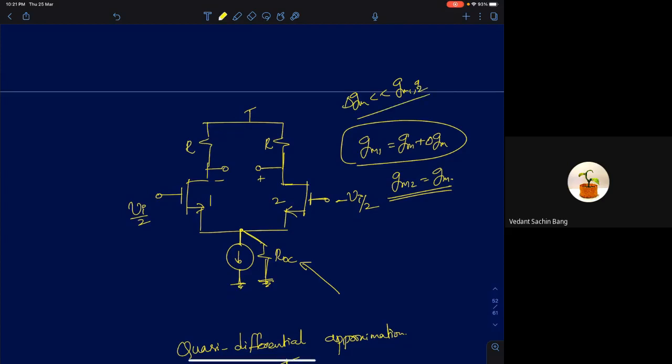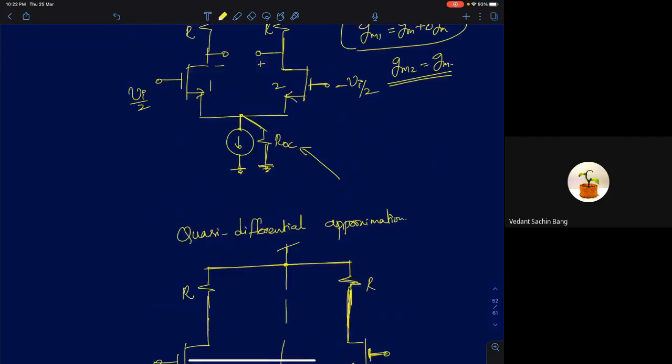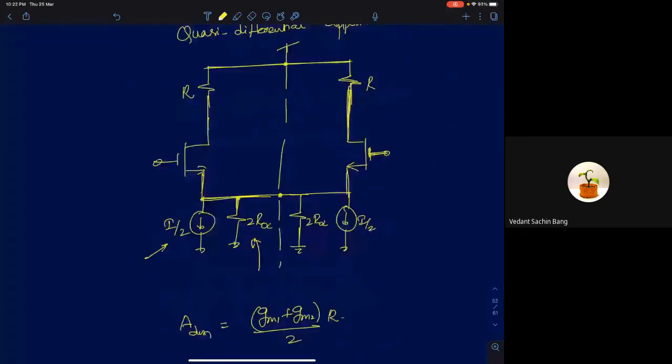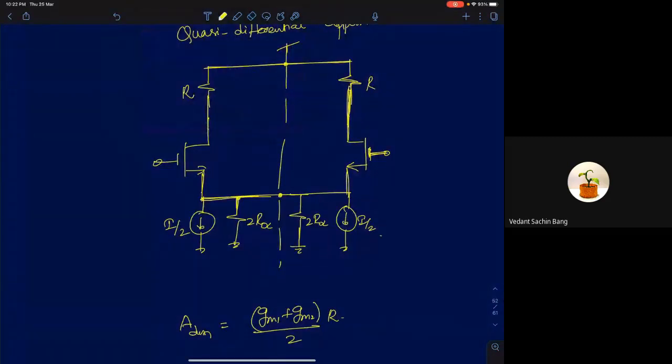They are so small that I can still treat this circuit as though it is close to differential. So that's called a quasi-differential approximation. In that, we are going to take this current source and resistance and split it into two currents, I by 2 and 2 ROC. Again, the reasoning we discussed, why is it 2 ROC? The parallel resistance should be ROC. So you can split this current and draw the axis of symmetry.